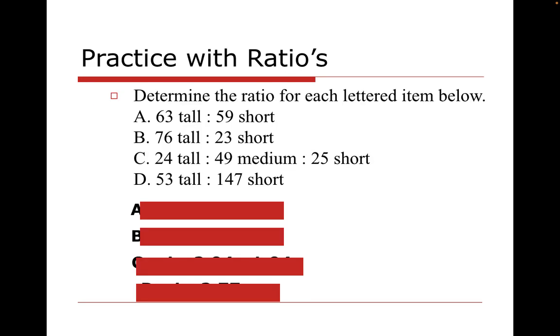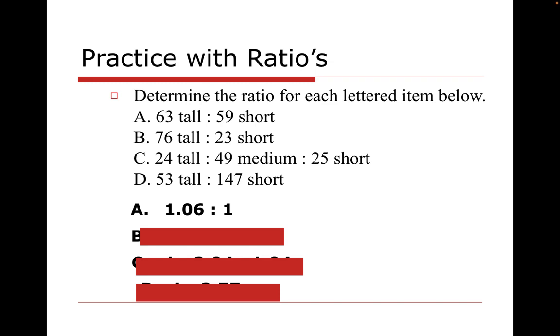So here's a ratio. We have 63 tall plants to 59 short. In calculating the ratio, remember you take the lowest number in the ratio, which in this one is 59, smaller than 63. So you divide both of those by 59: 63 divided by 59 and 59 divided by 59. So your ratio should be 1.06 to 1. So for every 1.06 talls, you get 1 short. That's basically a 1-to-1 ratio. Okay, stop the video and see if you can answer B.